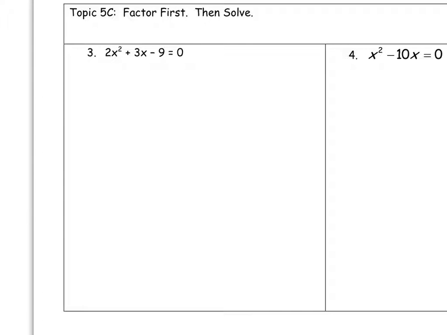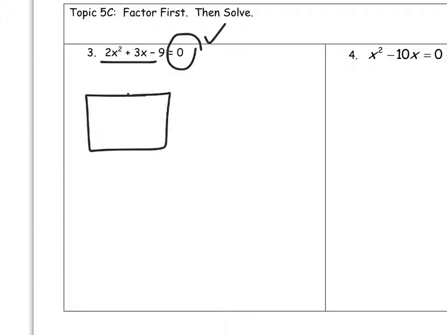Okay, we have 4 more examples. They get a little bit more difficult. Set equal to 0, check. Is this factored? No, I have to factor. There's no GCF between these, so I have to factor using the box method.